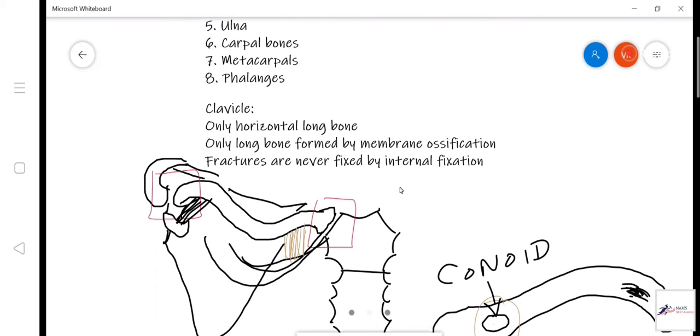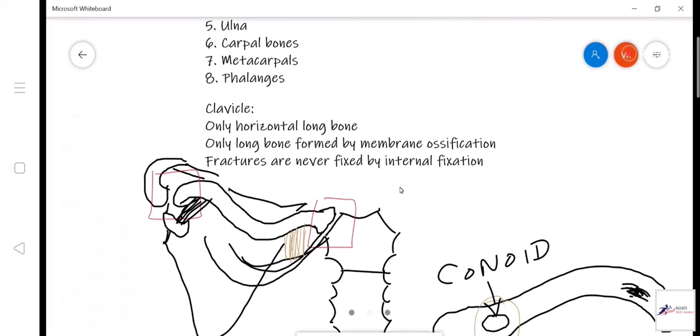Once that is done, over a period of time it will heal very quickly, because this bone is formed by membrane ossification. Bones formed by endochondral ossification are the long bones. For example, if there is a fracture of the tibia, the fractured ends have to be brought back together and opposed to each other, and only then will there be proper union.